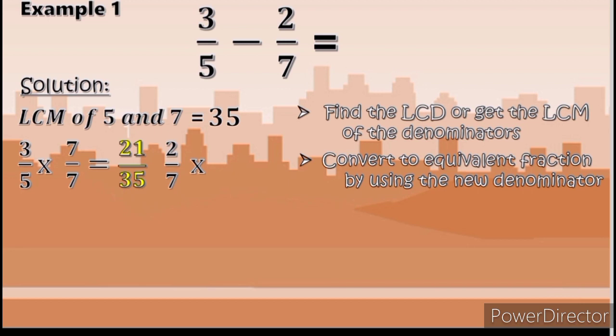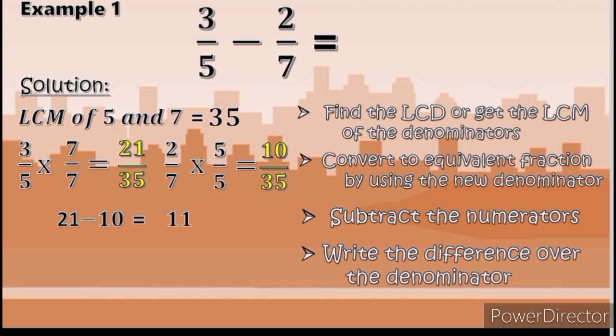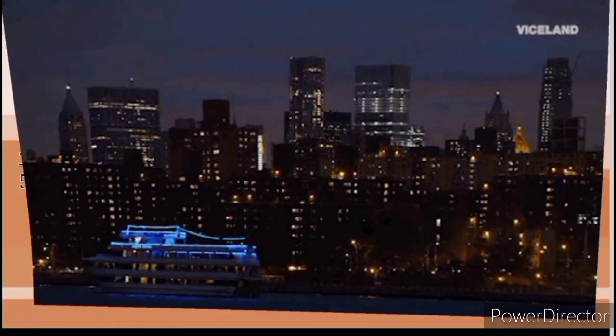Now we have 2 over 7 multiplied by 5 over 5 is equal to 10 over 35. Now subtract the numerators. 21 minus 10 is equal to 11. Write the difference over the denominator. We have 11 over 35. Reduce to lowest terms. What will be our final answer? Yes, that is 11 over 35.